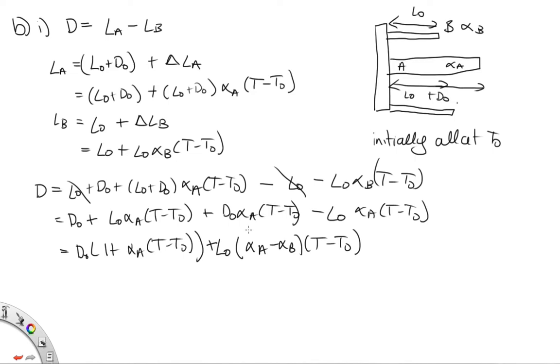In part 2, it says give an expression for the value of the ratio D naught on L naught, which produces the result that D is independent of temperature. Okay, so part 2, D independent of temperature.